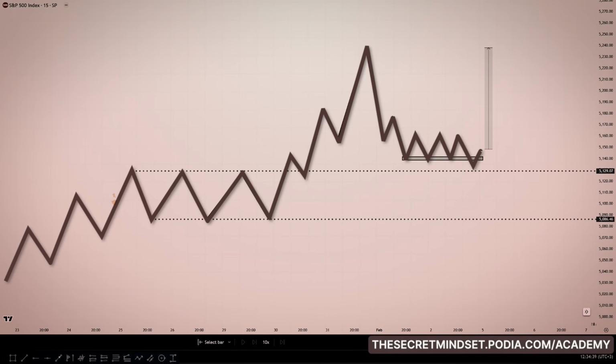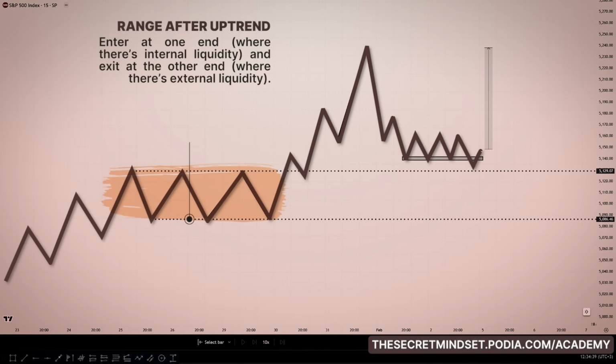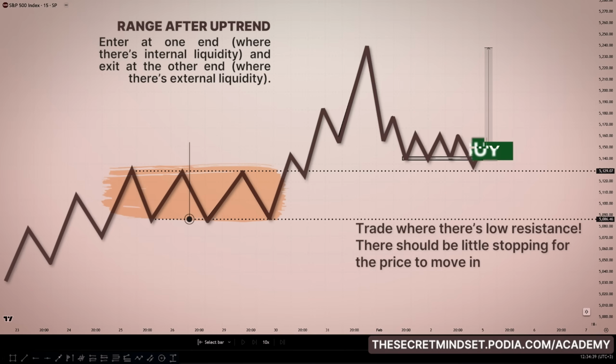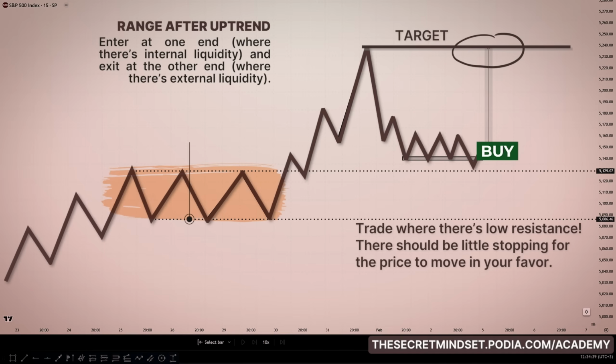Every time the market makes a new range, mark the high and low. If you're trading in this range, you might enter at one end, where there's internal liquidity, and exit at the other end, where there's external liquidity. Also, you want to trade where there's low resistance. This means there should be little stopping for the price to move in your favor.